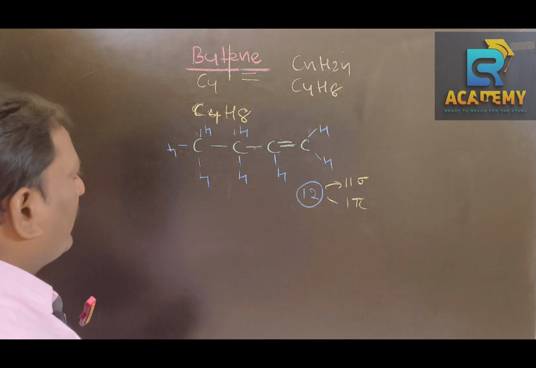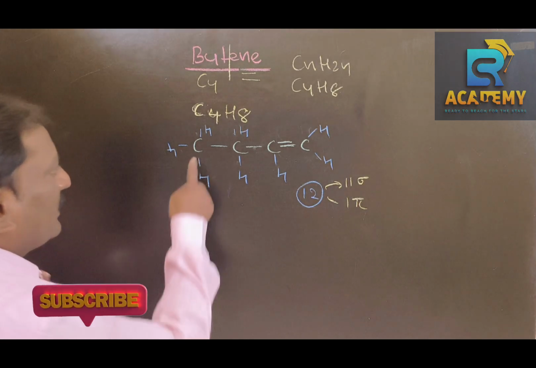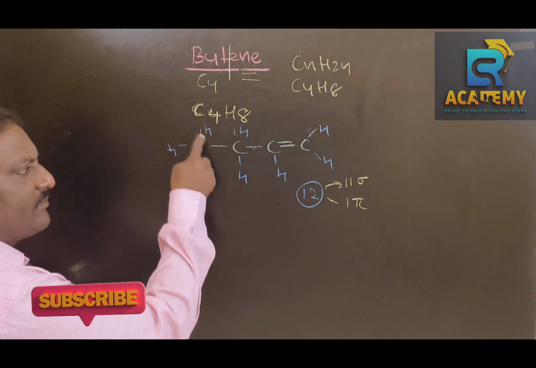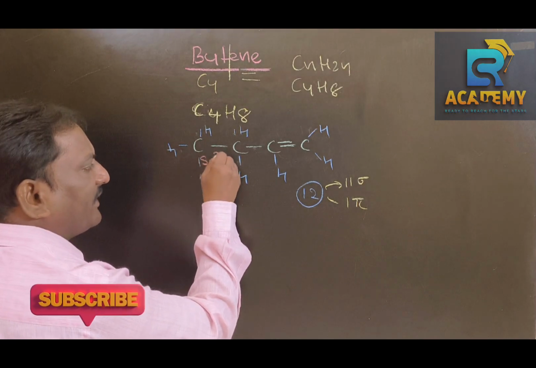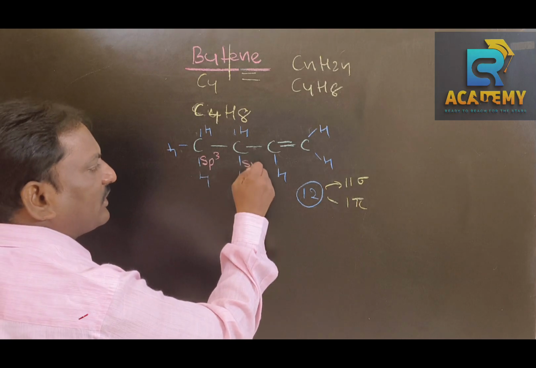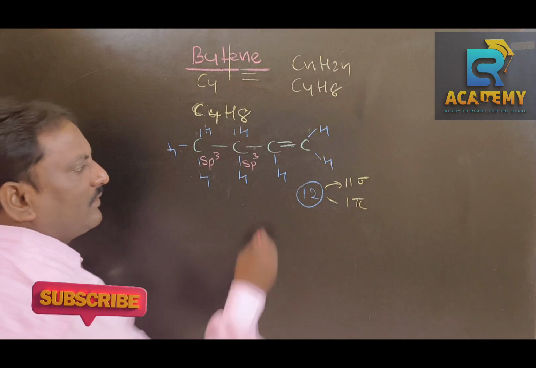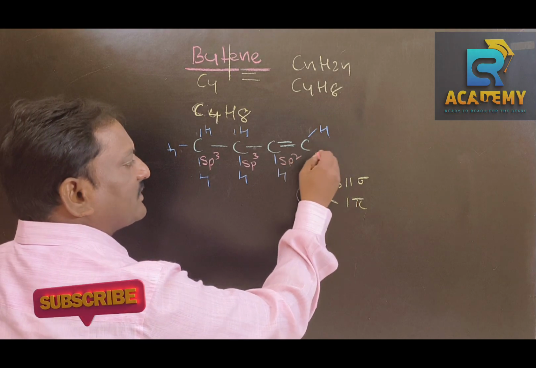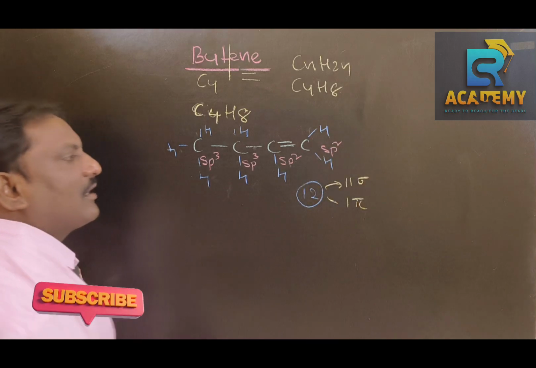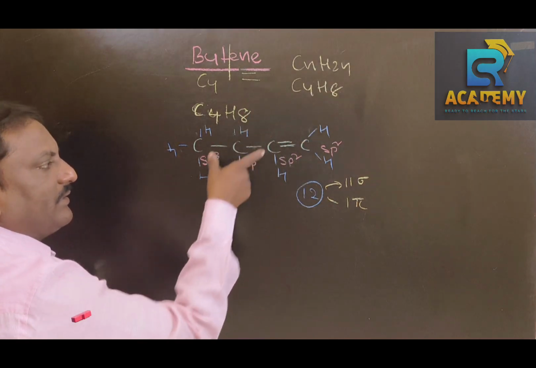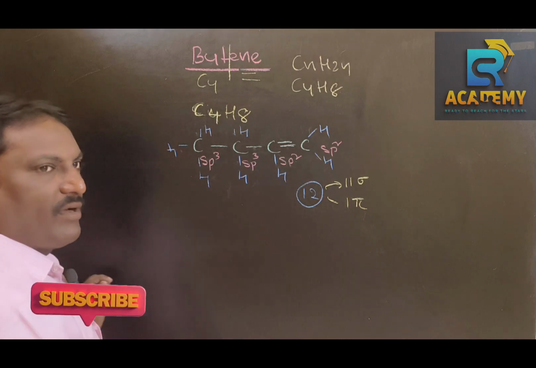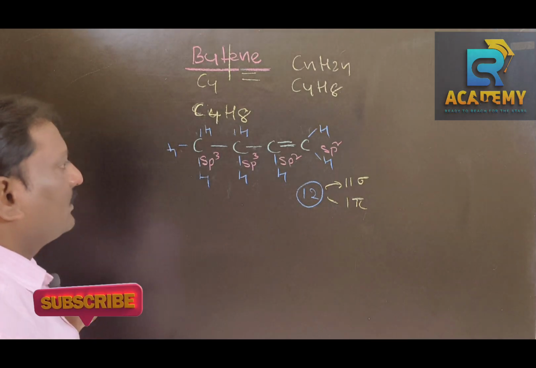Next one, nature of hybridization. They have given only single bonds, sigma bonds with neighboring atoms. So this is sp3 hybridization. This is also sp3 hybridized carbon. This is sp2 hybridized carbon. This is also sp2 hybridized carbon. Okay, right. Chemical formula, detailed structure, number of covalent bonds.